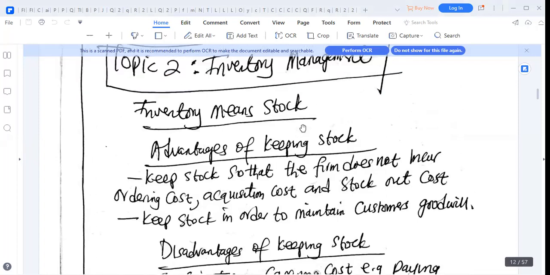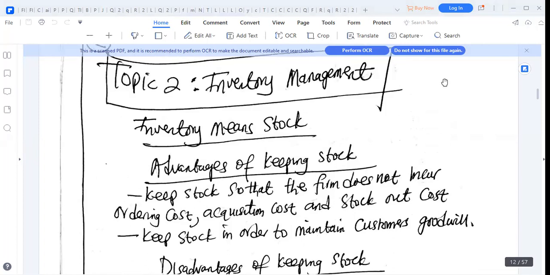We are looking at inventory management now. This is the cardinal topic in production and operation management, which is POM. Inventory means stock, so we look at the advantages and disadvantages of keeping stock. There are three models involved in inventory management. We're talking about managing stock, such as bananas, potatoes, or any other stock that the firm should be selling.